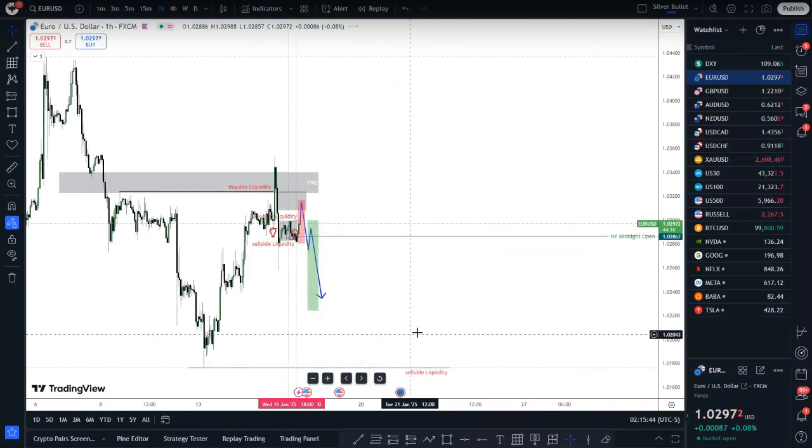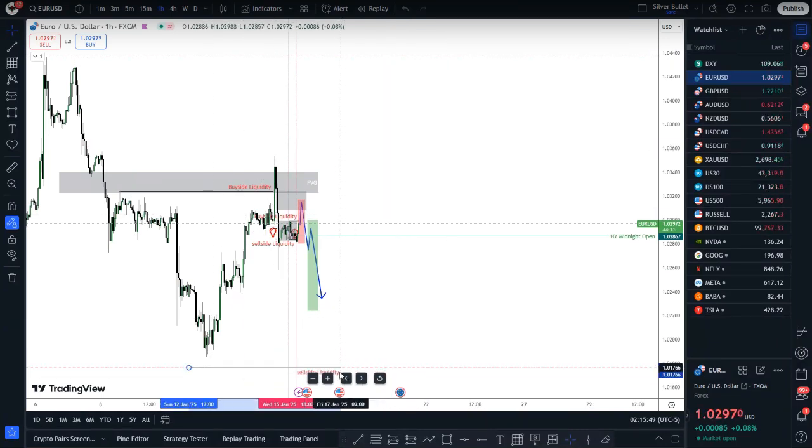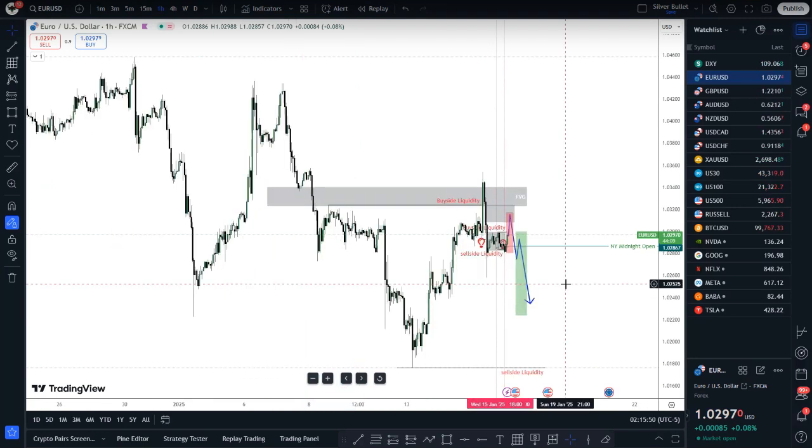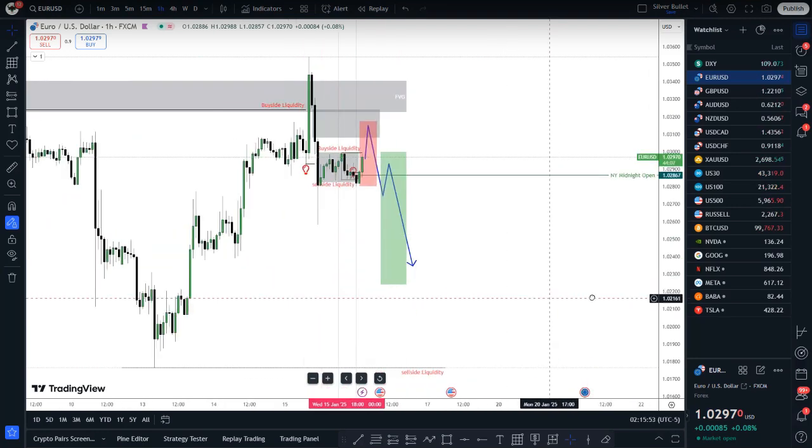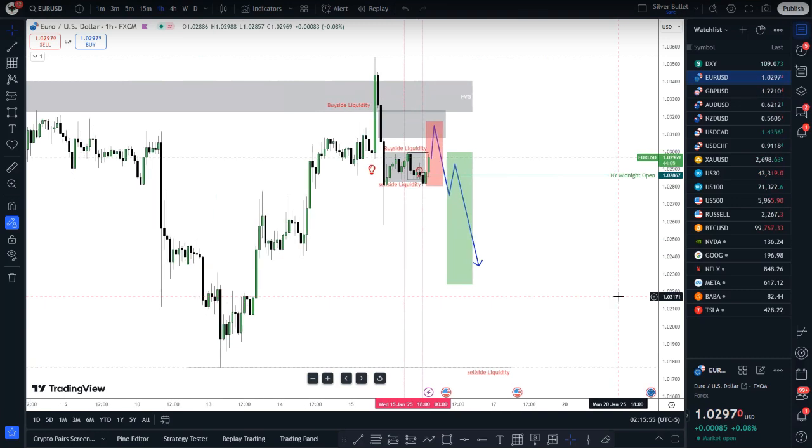Where is our main draw on liquidity? Go back to the daily chart. It happens to be this low here. What else do you see? Someone else may say, okay, but we have the buy side of the curve now, which means we are expecting to sell the sell side of the curve. Market maker sell model.